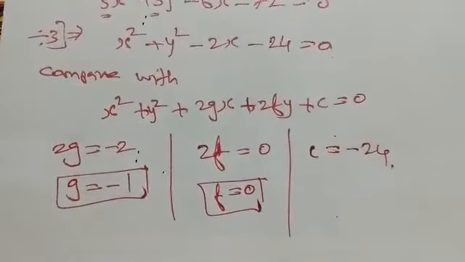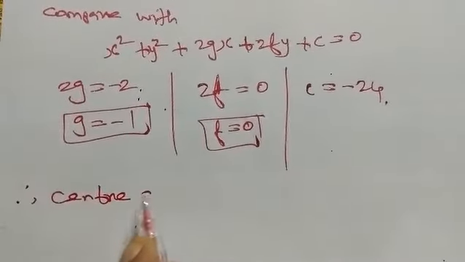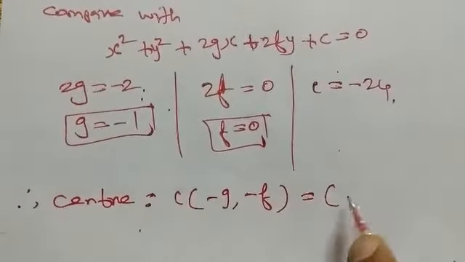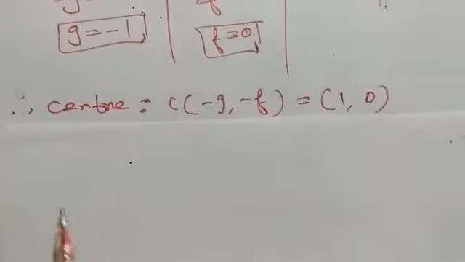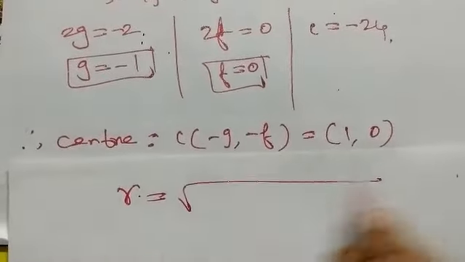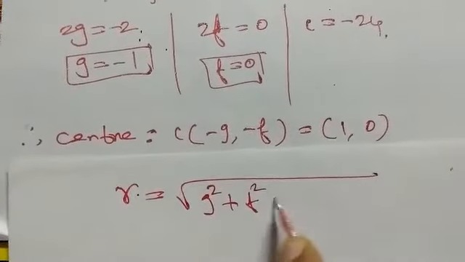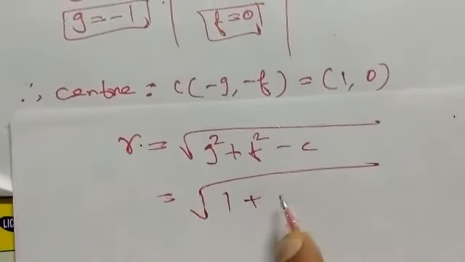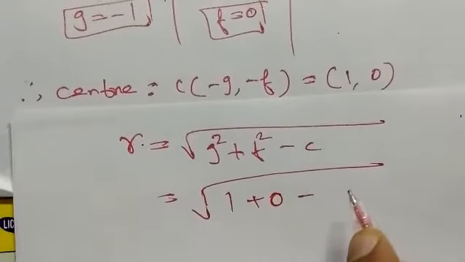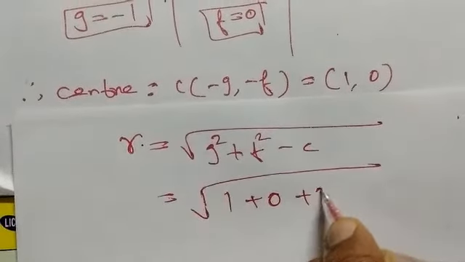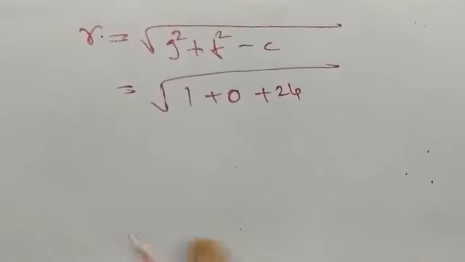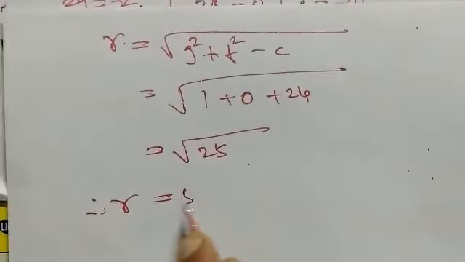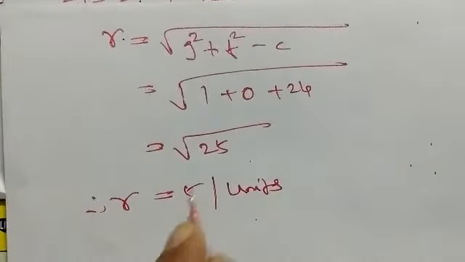Okay, therefore the center is (minus g, minus f) equal to (1, 0). Now the radius r equal to square root of g square plus f square minus c. Square root of g square, minus 1 square is 1, plus f square, 0 square is 0, minus c, minus of minus 24 is plus 24. So r equal to square root of 1 plus 24, which is 25. Therefore r equal to square root of 25, which is 5 units.